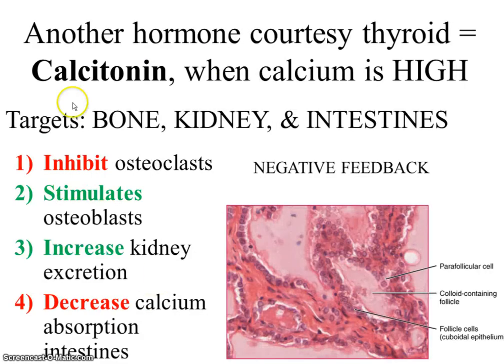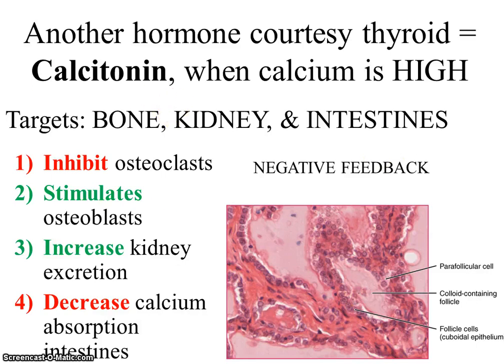Another hormone from the thyroid, of course, is calcitonin. And calcitonin is released not due to the hypothalamus, but due to the level of calcium in the blood, so humoral stimuli. So when calcium is high, right, calcitonin is going to bring it down. And it does this by targeting bone, kidney, and intestines. Again, negative feedback, so it's only going to bring it down far enough, and then once it's lowered, we're going to stop making calcitonin.